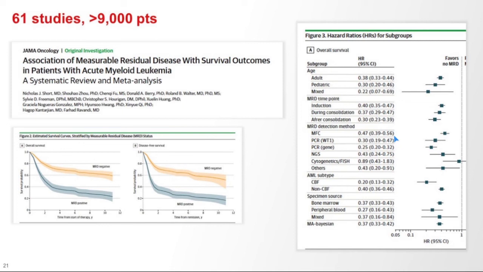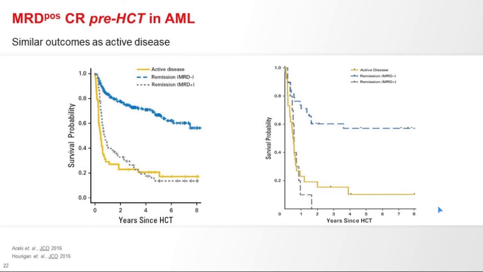This is sort of your forest plot analysis looking at MRD risk, and you can see no matter whether it's measured after induction, consolidation, or after consolidation, the relative risks are equally bad. For how you measure it, by flow, by PCR, they're all equally bad, except for conventional cytogenetics and FISH, where there's an overlap with unity, and that's simply because the assays aren't that sensitive for cytogenetics and FISH. And whether you do it on bone marrow or peripheral blood or both, again, doesn't matter. Your relative risk is about 3. So no matter how you cut it, MRD is bad.